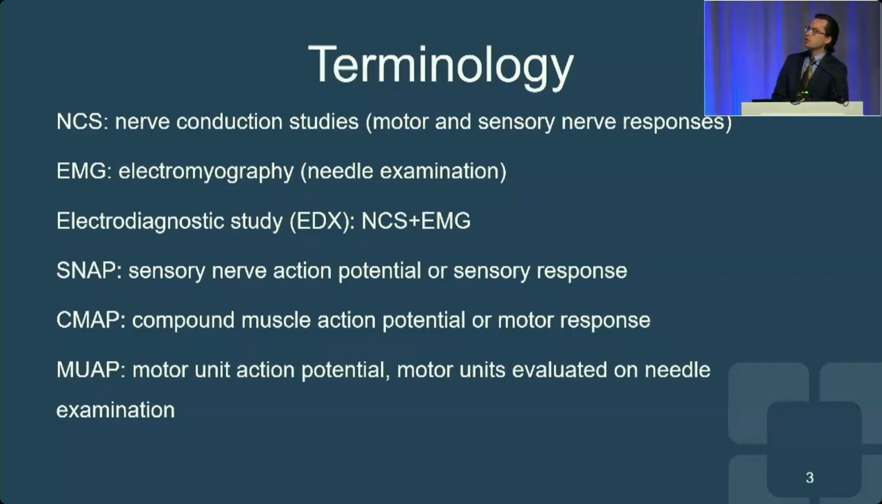The SNAPs, or sensory nerve action potentials, are the sensory responses that we're obtaining when we stimulate sensory nerves on the nerve conduction studies. CMAPs are compound muscle action potentials. Those are the motor responses that we're eliciting on our nerve conduction studies when we're stimulating motor nerves. And then motor unit action potentials are what we're evaluating on the needle study or EMG portion of the test.